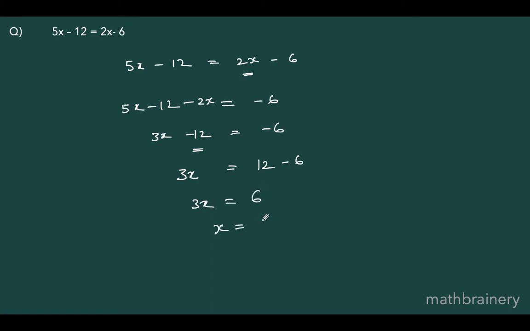x must be 6 divided by 3. When I am transposing this 3 to the right hand side, because this is in multiplication, when it is transposed to the other side, it will be in division. So it will be 6 by 3, 3 ones are 3, 3 twos are 6, so your x is 2.